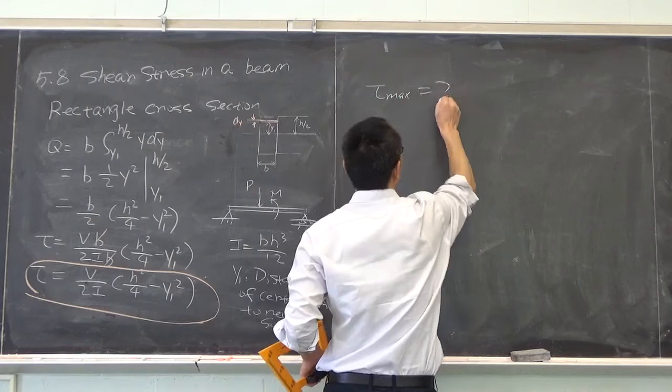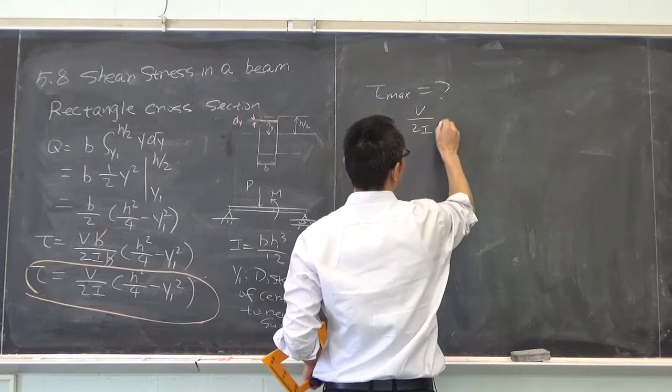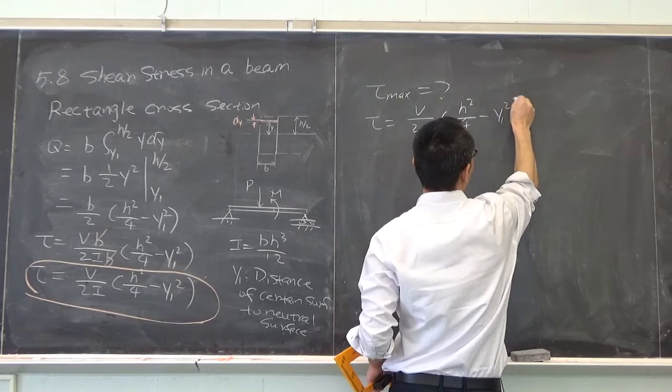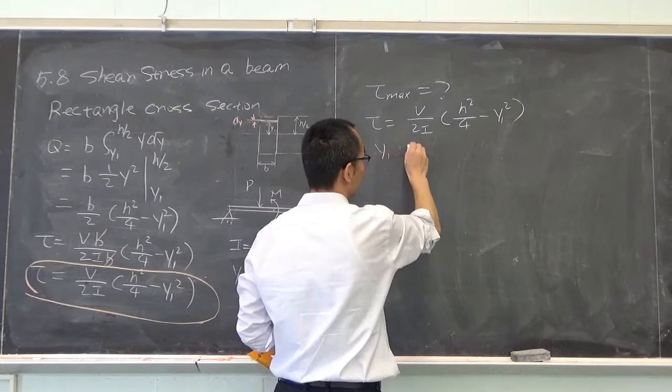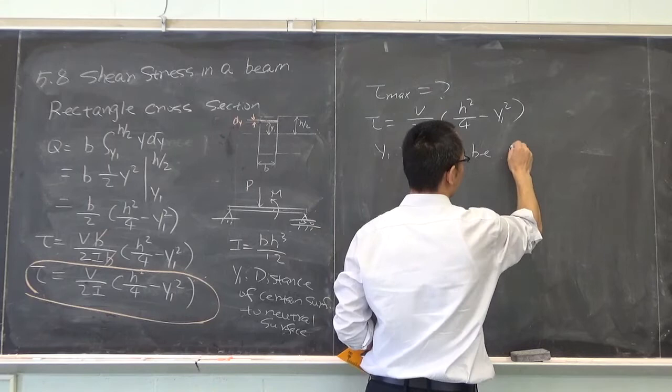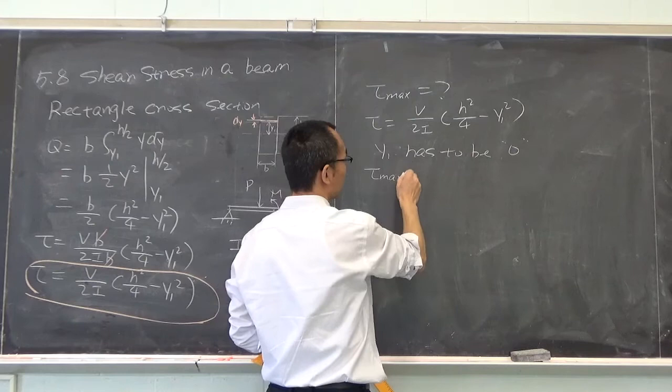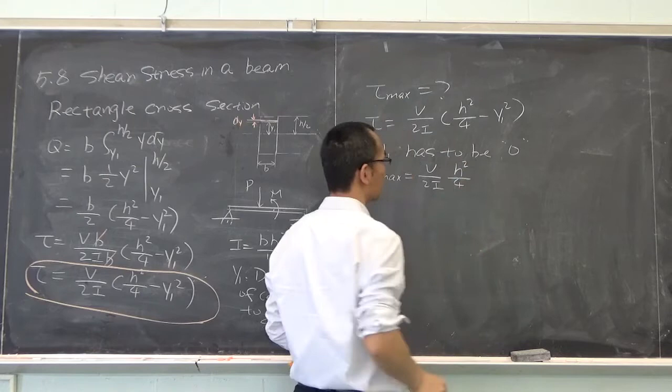Okay, I write down this one again. In this expression, to have the maximum shear stress, that means we have to assume y1 has to be equal to zero. Okay, now we have the maximum shear stress will be equal to this one.